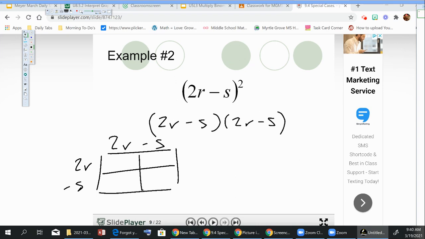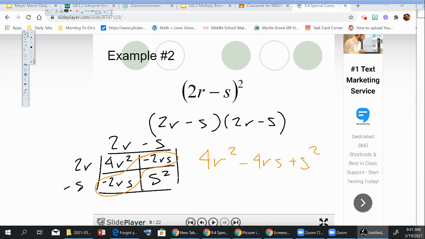We do our multiplying for the cells. 2r times 2r is 4r squared. 2r times the minus s is minus 2rs, in alphabetical order. Then minus s times 2r is minus 2rs, because remember that minus s is like a minus 1s, and negative 1 times 2 is negative 2. The last one, a negative times a negative is a positive: s times s is s squared. We're going to combine like terms. So we see our diagonal pieces are like terms. So we have 4r squared minus 2rs and another minus 2rs is minus 4rs, plus s squared.